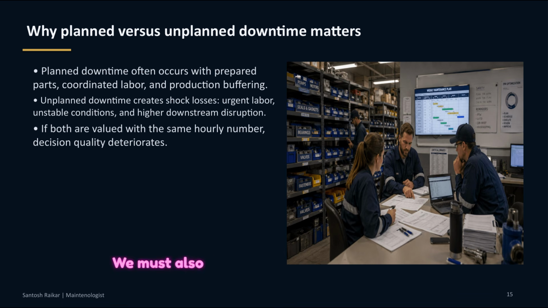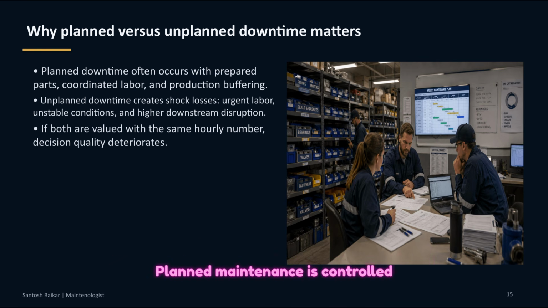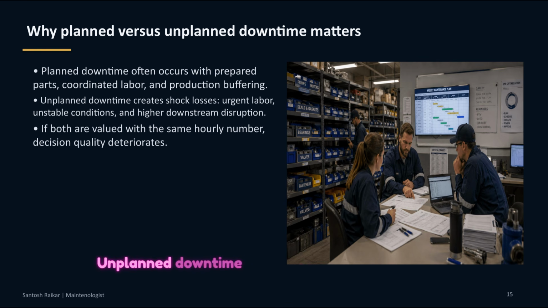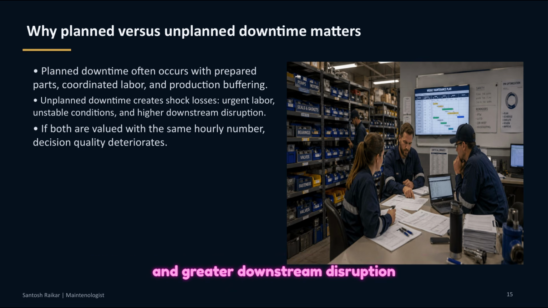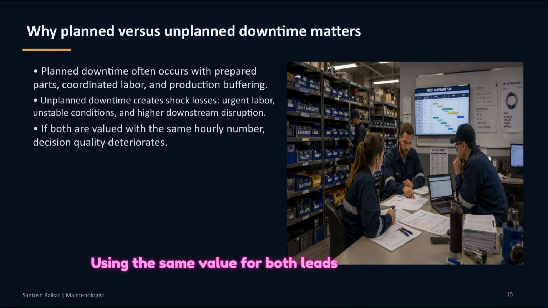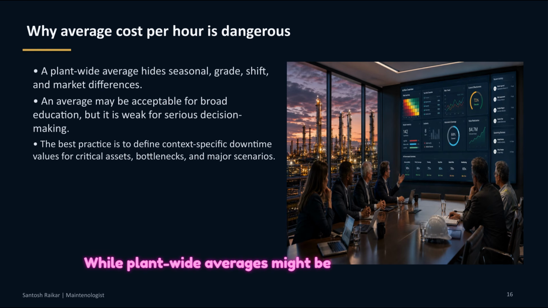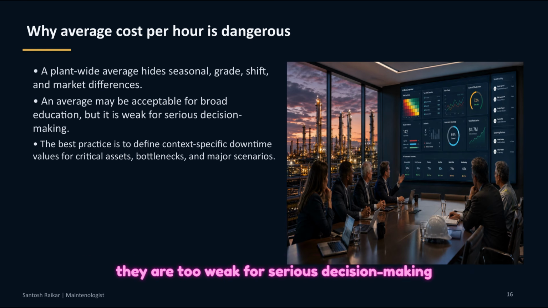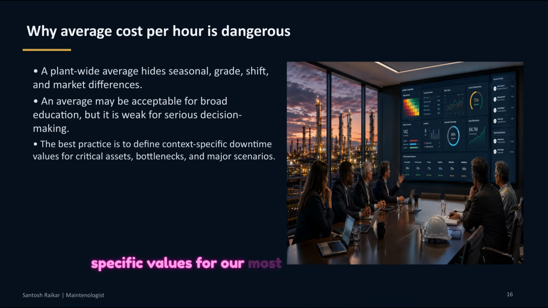We must also distinguish between planned and unplanned downtime. Planned maintenance is controlled, buffered, and coordinated. Unplanned downtime is a shock to the system that creates chaos, higher labor costs, and greater downstream disruption. Using the same value for both leads to poor decision-making. While plant-wide averages might be okay for a general orientation, they're too weak for serious decision-making. Best practice requires us to define context-specific values for our most critical assets and major failure scenarios.